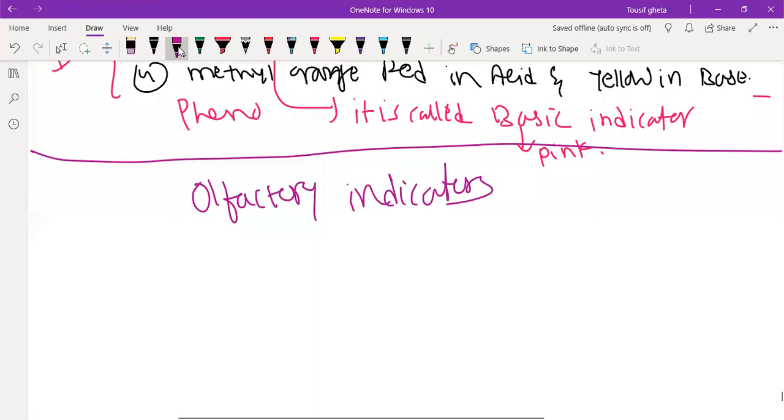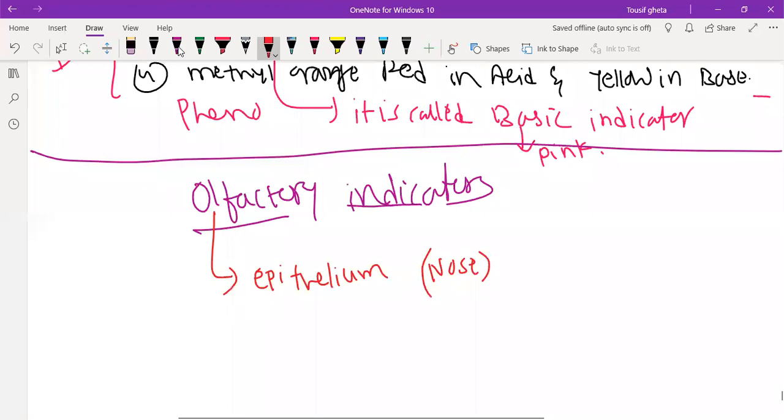Olfactory indicators mean what? Olfactory means what, do you know? This is from the biological part. Olfactory is one kind of epithelium, the olfactory epithelium. It is found in your nose. This olfactory epithelium helps us to sense smell.